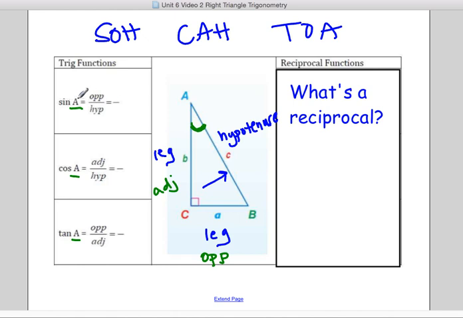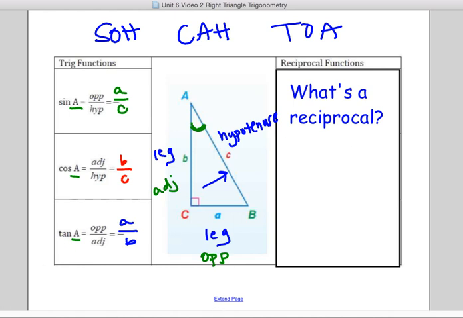Okay, so sine of A. If we're looking at A, let's go ahead and figure it out for this triangle. We want opposite over hypotenuse. My opposite would be A, and my hypotenuse would be C. So it's A over C. If we're doing cosine of A, it's adjacent over hypotenuse. So the side next to, and then my hypotenuse. So it's B over C. Lastly, tangent is my opposite, which is A over my adjacent B. So A over B. So those are our basic trig functions.